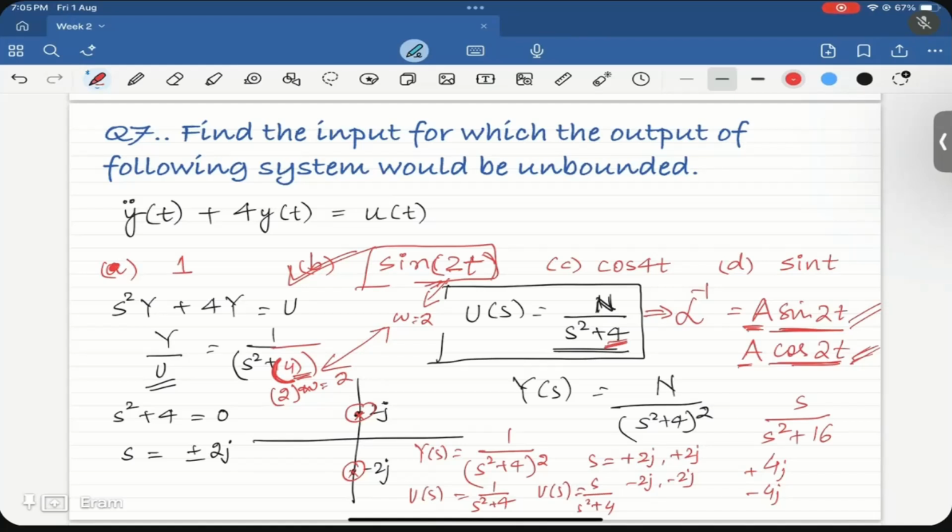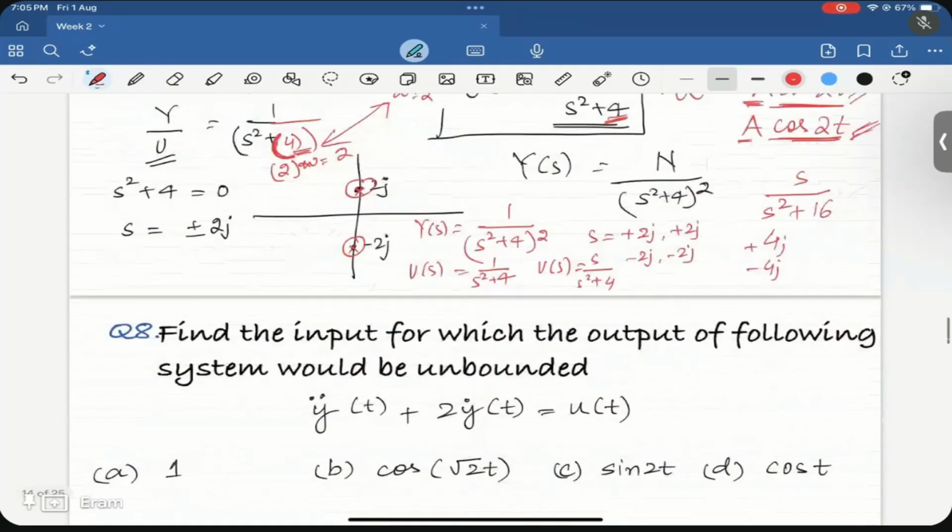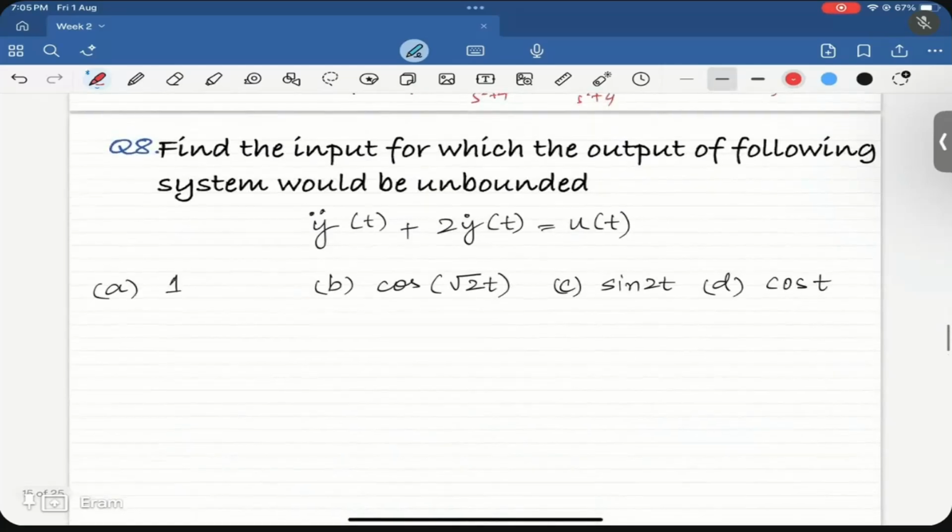Are you able to understand now why we are doing this? Yes, ma'am. Okay, so now try this question.